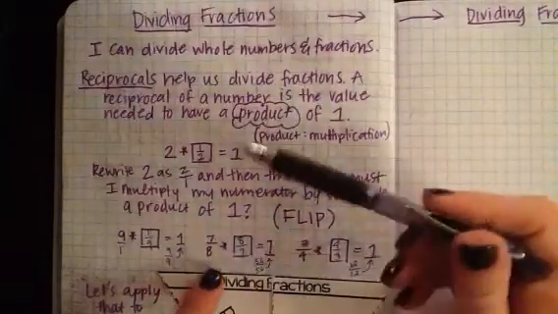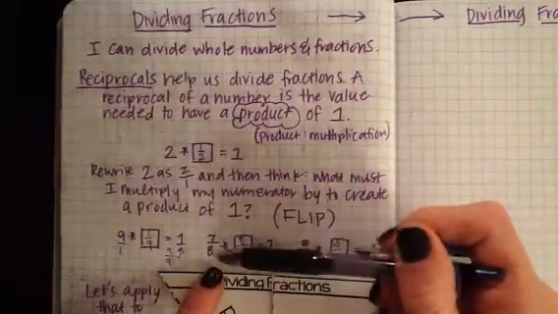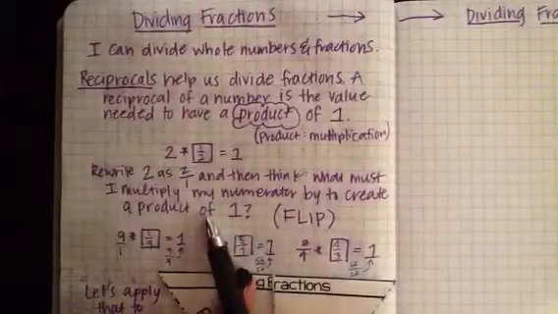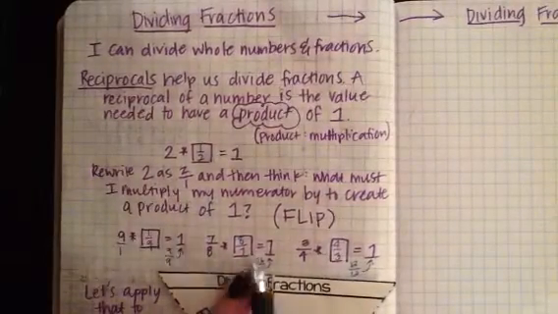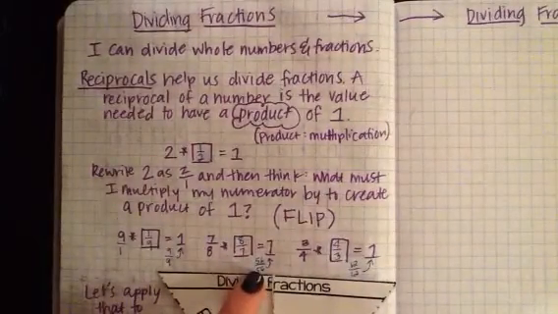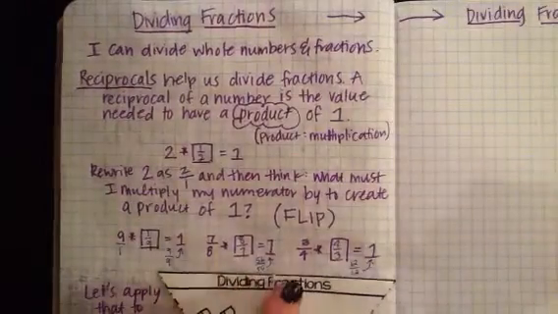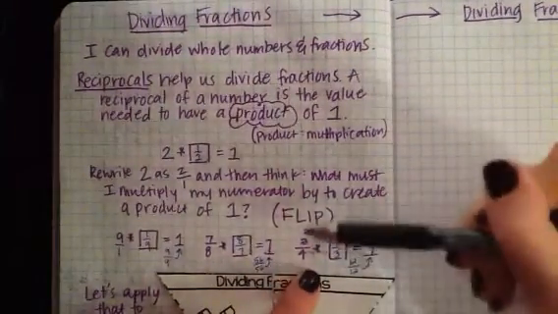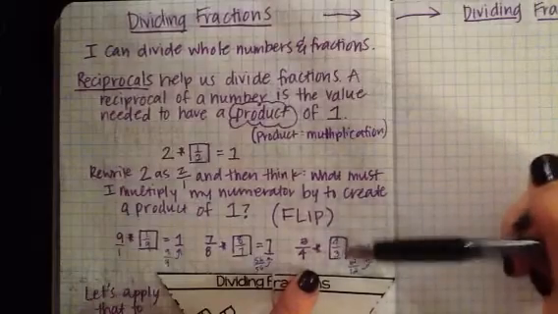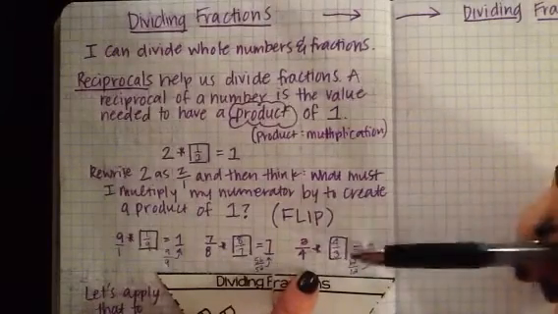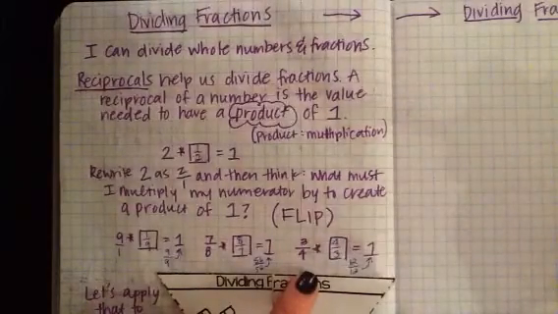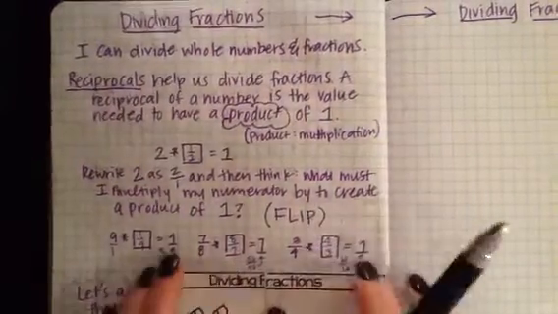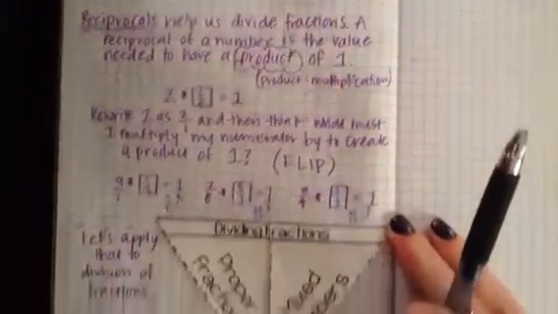So if I'm given 7/8, then I would multiply by 8 over 7. Because 7 times 8 is 56 and 8 times 7 is also 56, which gives us a product of 1. Same thing with 3/4. I would flip the 2 numbers. I would get 4 over 3, and that's going to give me 12 over 12, which is 1 whole. So we're going to use that concept in order to divide fractions.